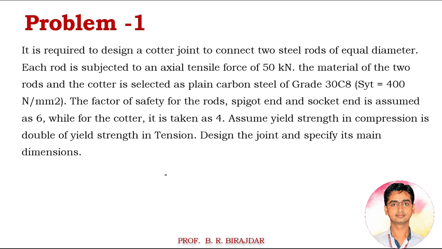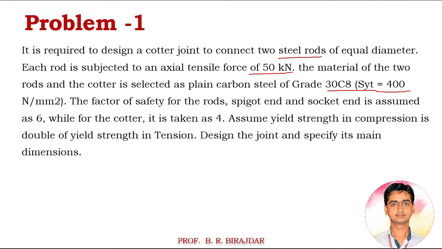The first problem: it is required to design a Cotter joint to connect two steel rods of equal diameter. Each rod is subjected to an axial tensile force. They have given the force, it is 50 kilonewton, and the material of the two rods and the cotter is selected as plain carbon steel. The property is given as 30C8, which is a designation, and its yield strength is given as 400 Newton per mm square.